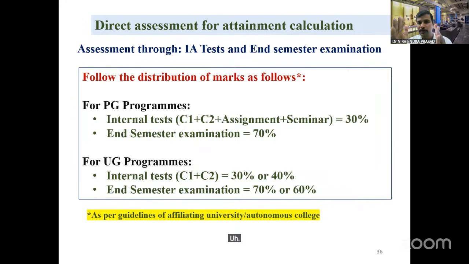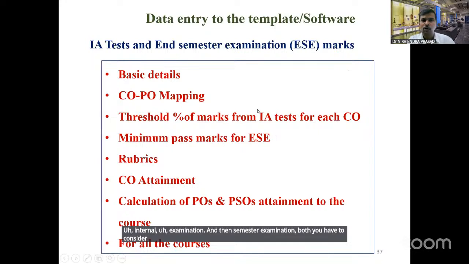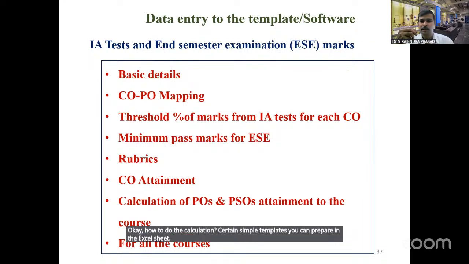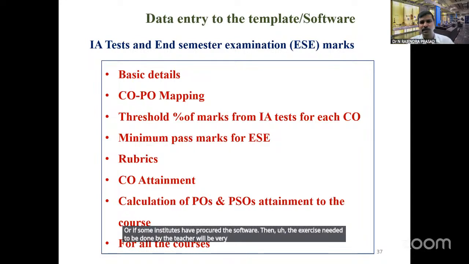Internal examination and end semester examination, both you have to consider. Okay, how to do the calculation? Certain simple templates you can prepare in the Excel sheet, or if some institutes have procured the software, then the exercise needed to be done by the teacher will be very less. Otherwise, you have to enter the marks question by question for each and every student.